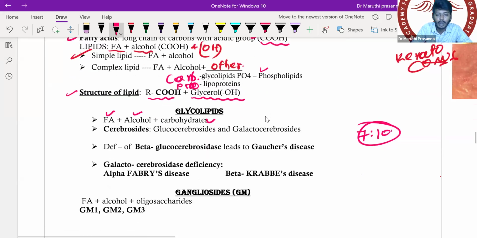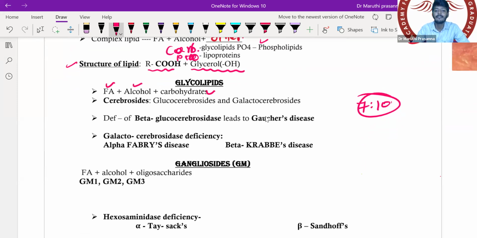Fatty acid, alcohol, and carbohydrate. If all three of them are combined, we will call it a glycolipid. Now, there are also types of carbohydrates, right? How many types of carbohydrates do we have? Monosaccharides, we have disaccharides, we have oligosaccharides.